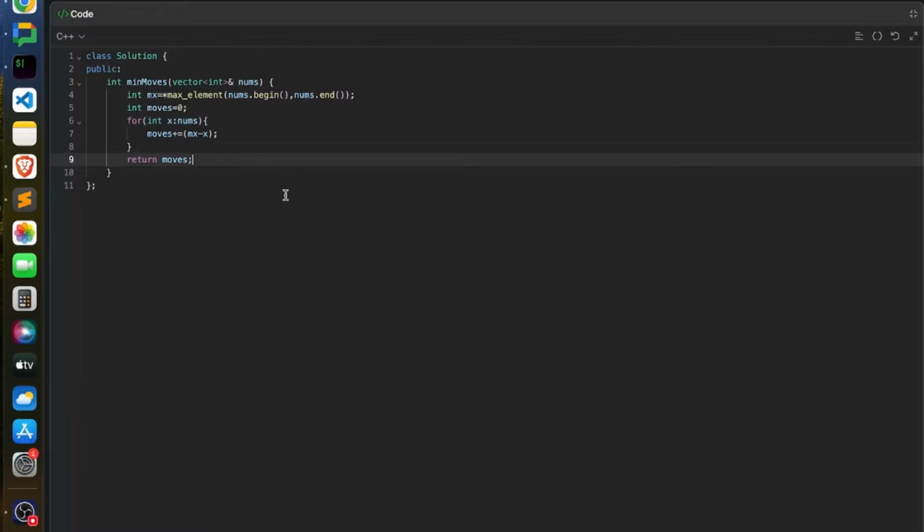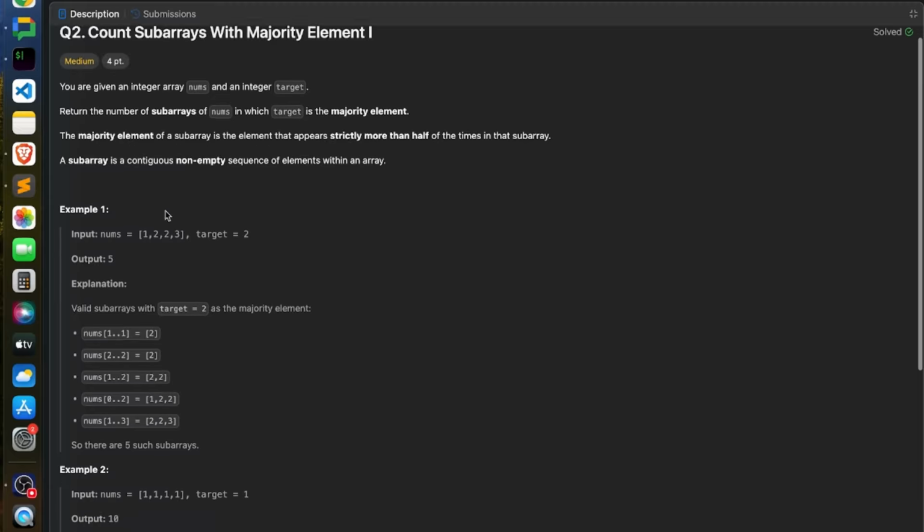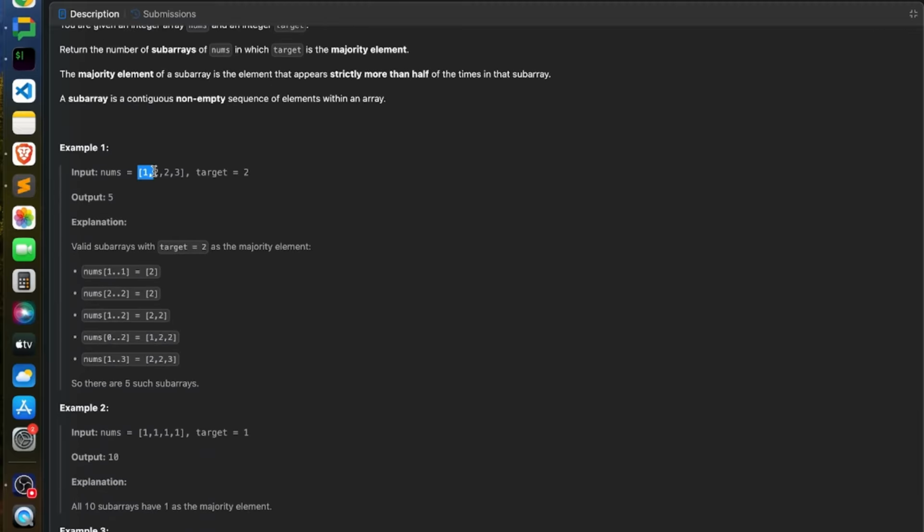Now let's look at the second problem. In the second problem, you are given an integer array nums and an integer target, and we have to find the number of subarrays in which target is a majority element. A majority element is the one that appears more than half of the times in that subarray, right? And we know what a subarray is. So let's take this example. In this example, your nums array is 1 2 2 3 and the target integer is 2.